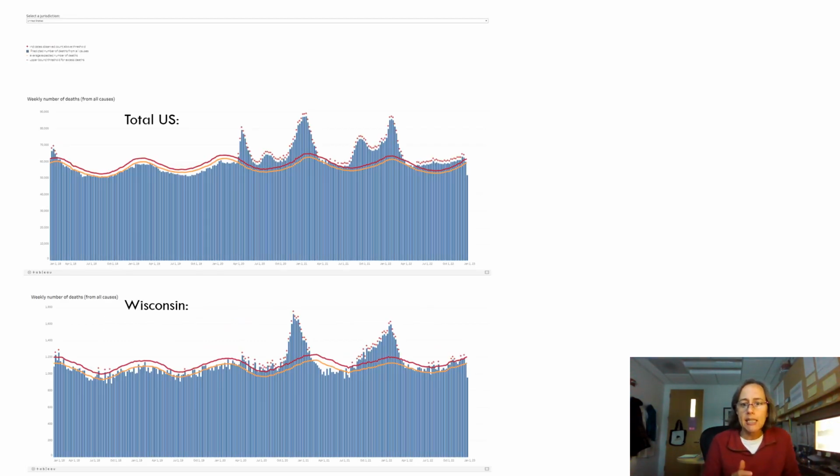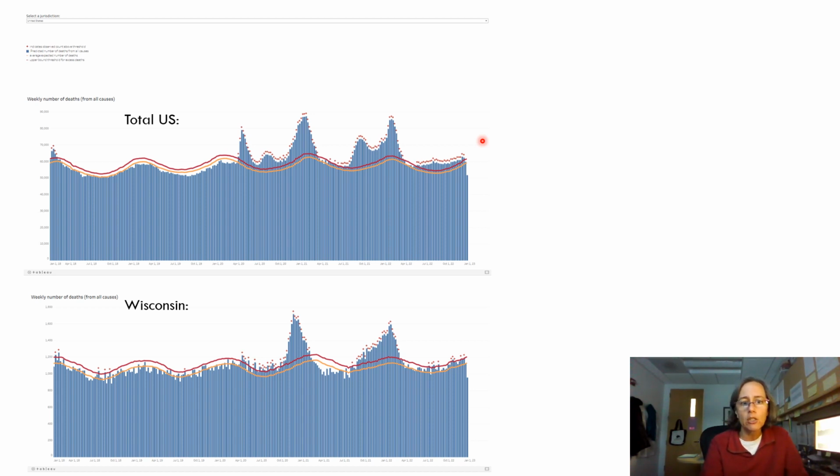So this is that same graph I showed you before, looking at total deaths in the United States. And we see all these excess deaths far above what we would normally expect to see and still higher than normal deaths. So we have this new infectious disease on the scene and it is still causing significant harm.